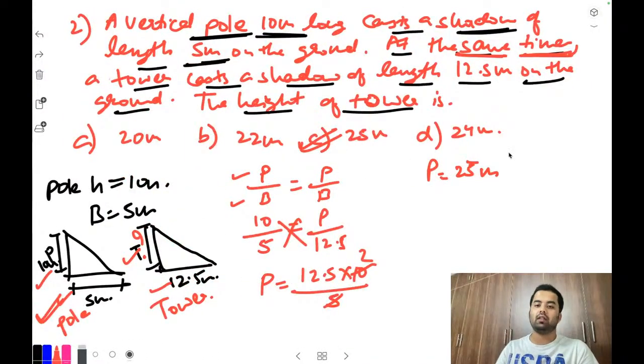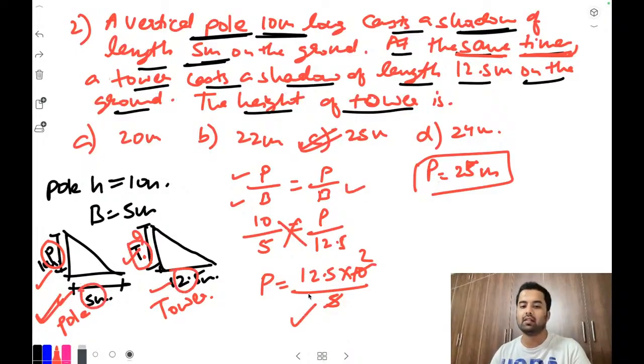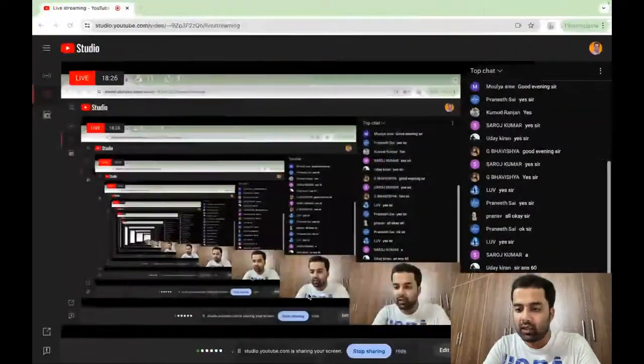Everyone, is this okay with everyone? Does anybody have a doubt in this one? How we got 25 meter? For both ratios, we were having the p value and the base value, and in the same way the p value and the base value. That's why we compared both to get the p answer. I hope this is clear now.